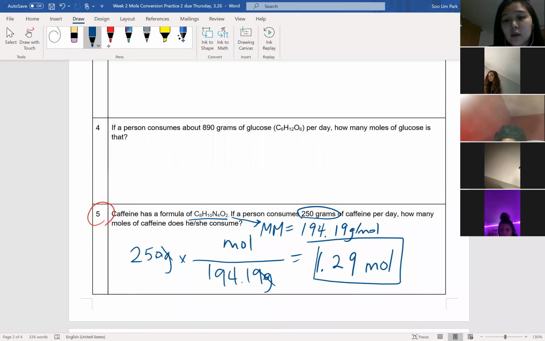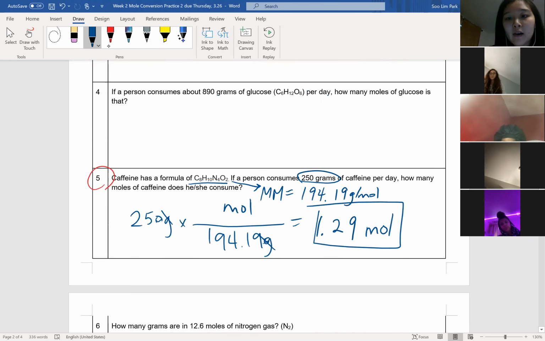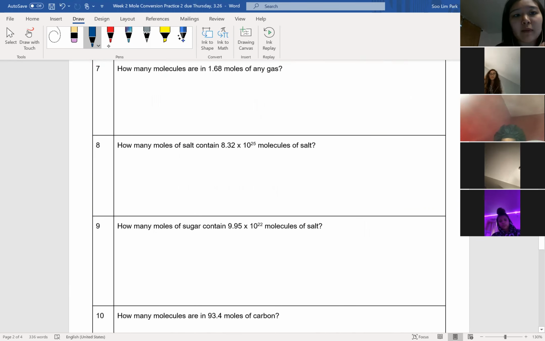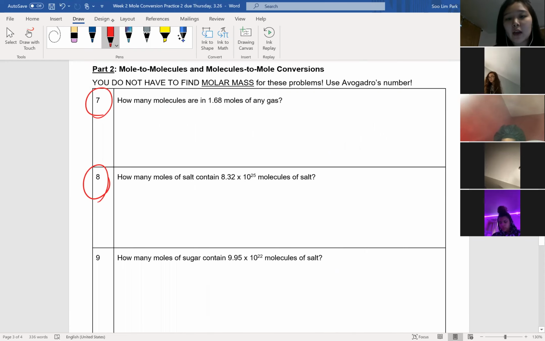All right, so for mass to moles or moles to mass, you need to figure out the molar mass first, right? And then either divide or multiply depending on what you're solving for. All right, here, I'm gonna do 2 problems here, and I'm gonna show you guys the calculation part on the calculator for number 8.